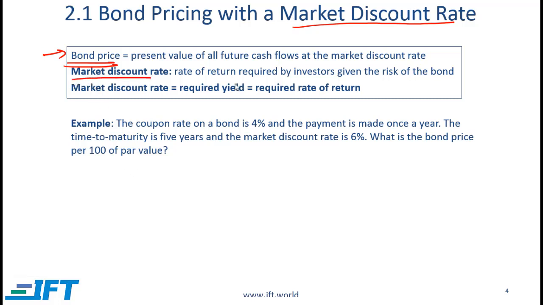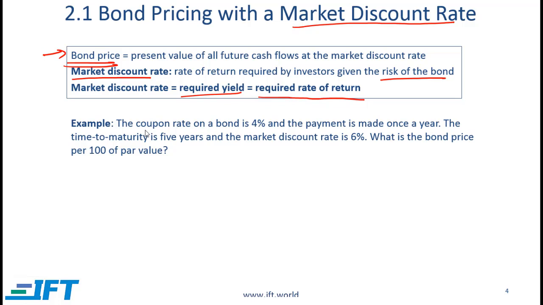It is the rate required by investors when they invest in a bond, and obviously that rate depends on the risk of the bond. If the bond is very risky, then the market discount rate will be high. If the bond is not so risky, then the market discount rate will be low. The market discount rate is also called the required yield or the required rate of return.